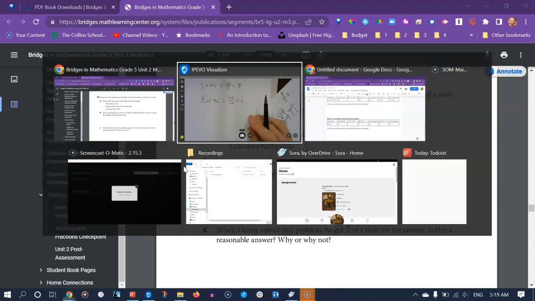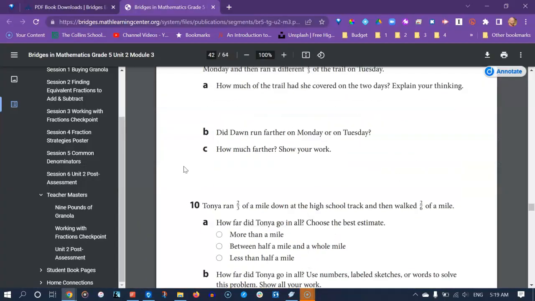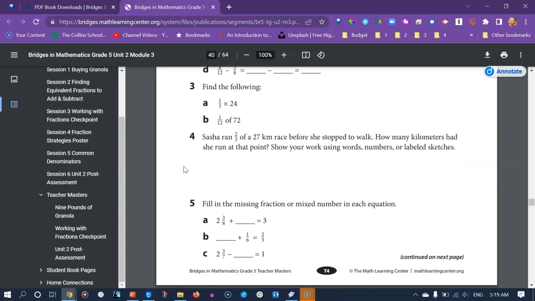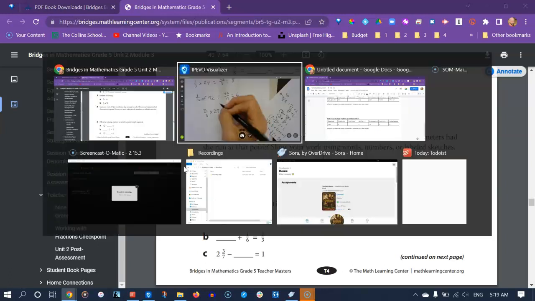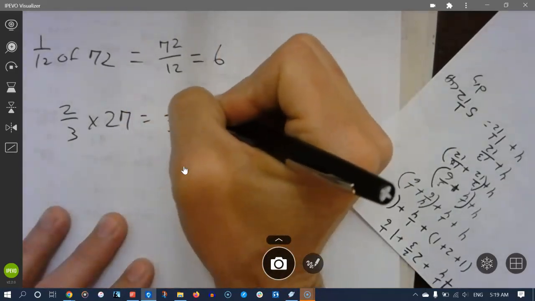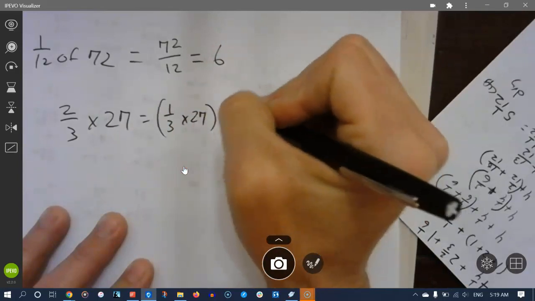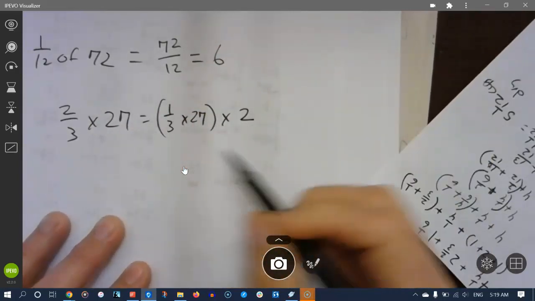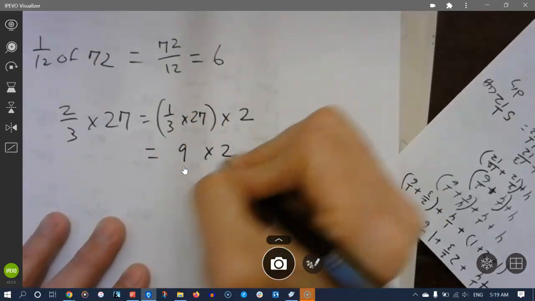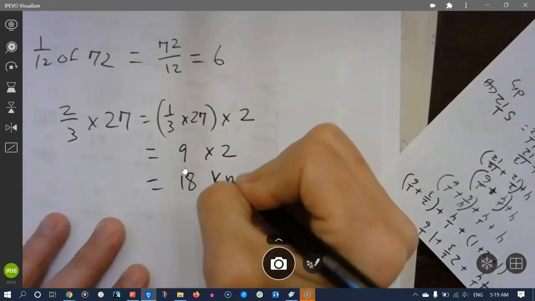And that question is, Sasha ran 2/3 of a 27-kilometer race before she stopped to walk. How many kilometers had she run? So we're looking at 2/3 of 27. So I can think of this as 1/3 of 27 times 2. So we're going to double that. So we want to find 1/3 and then double it because there's 2/3. So we have 9 times 2, which is 18 kilometers.